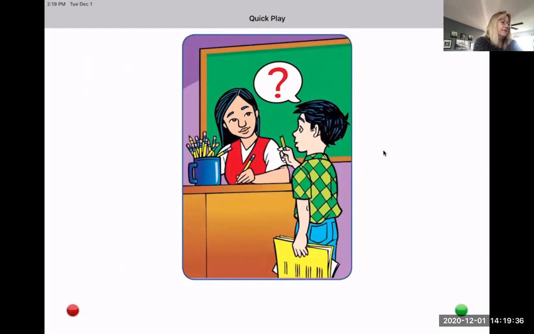Okay. What is he asking? Okay, notice his pencil looks broken and he's up at his teacher's desk. Maybe may, could. Okay.